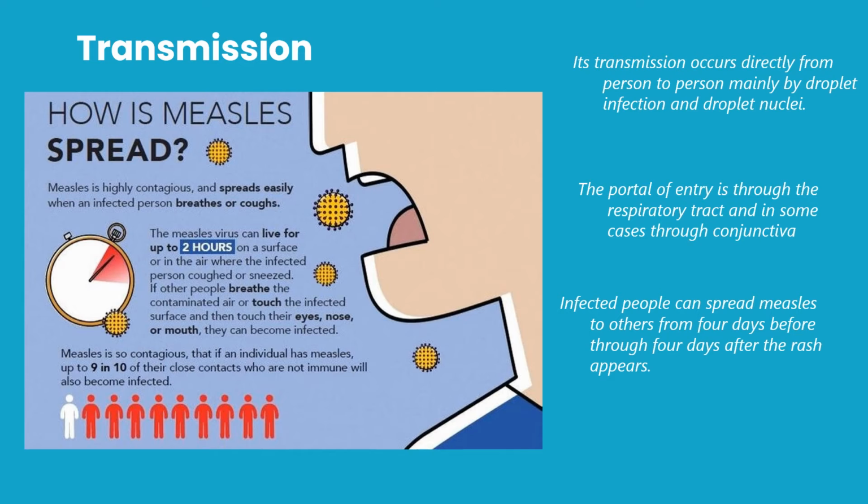Its transmission occurs directly from person to person, mainly by droplet infection and droplet nuclei. The portal of entry is through the respiratory tract and in some cases the conjunctiva. Infected people can spread measles to other people from 4 days before through 4 days after the rash appears.